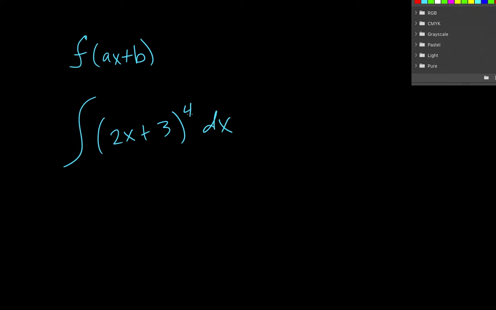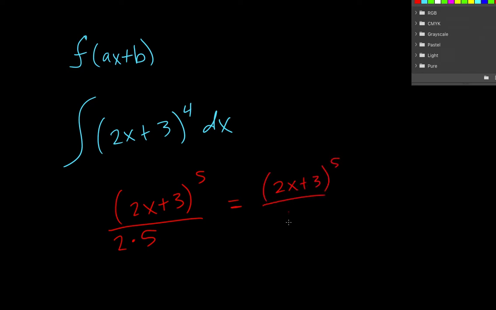And so we're just going to raise this to the 5, divide by the new exponent, and then we're going to divide by the derivative of the inside. And so we also put a 2 down there. And so the final answer to this is going to be 2x plus 3 quantity raised to the 5 over 10, and then don't forget your plus c.